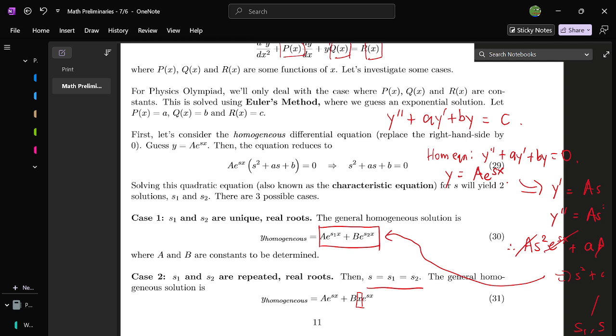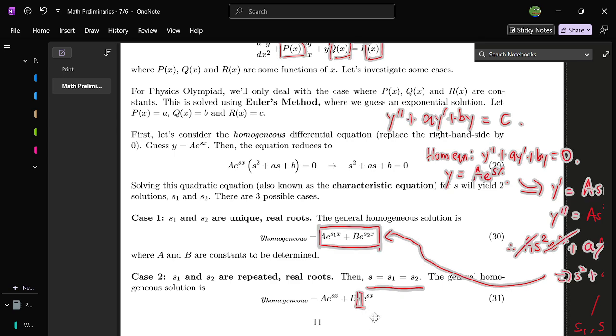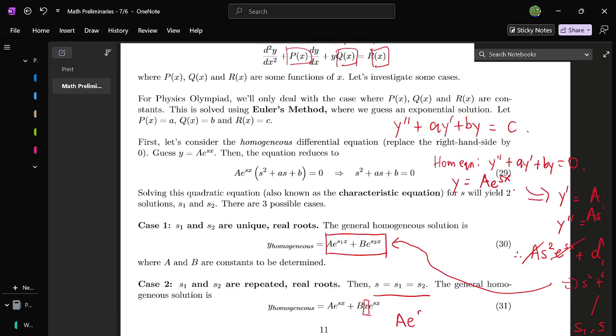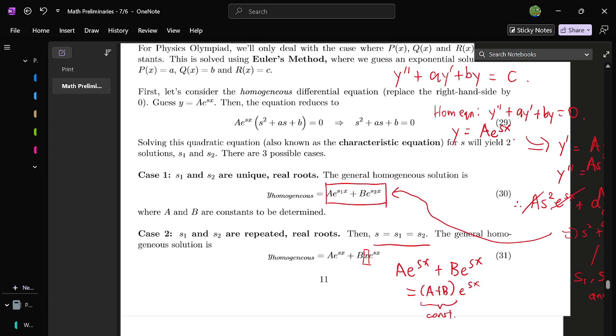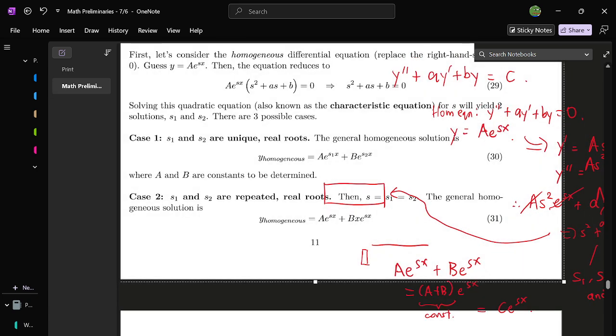You can see that if you didn't multiply by an x, you would simply just get this. So let's say you didn't know what to do. You just wrote this. Then this is just no different from writing this. And a, b are constants, so this is just a constant. So it's just no different from writing this. And it can be shown that this doesn't satisfy the differential equation. So your x is important for resonance.